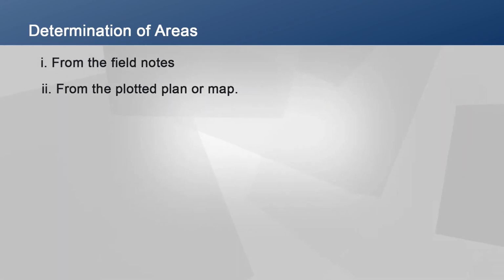Now we will discuss the determination of area, which is our interest in this particular lecture. Depending upon the topography of the terrain and the required accuracy, the area of a land portion may be determined by the following methods. One is from the field notes and the second one is from the plotted plan or map.